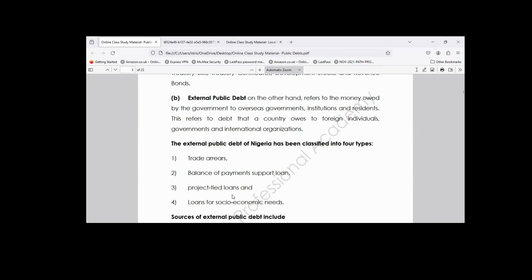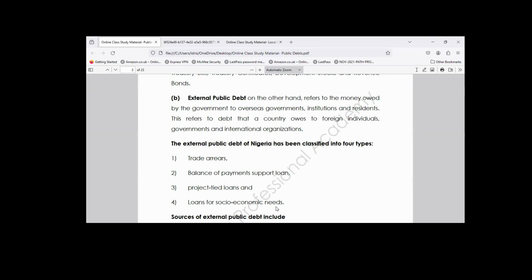Project tie down loan. Government can approach the Paris Club to give them money to do key projects like a 10 million bridge, a 40 million bridge. It's a project tie down loan for key infrastructural projects.